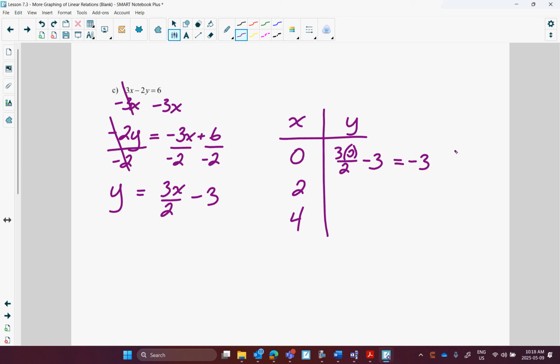So that's one of my points. Next, 2. 3 times 2 is 6, over 2. 6 divided by 2 is 3, and subtract 3. So I get 2 comma 0. And finally, 3 times 4 divided by 2, and then subtract 3. So 3 times 4 is 12, divided by 2 is 6, minus 3 is 3.